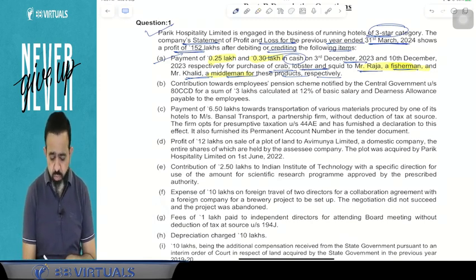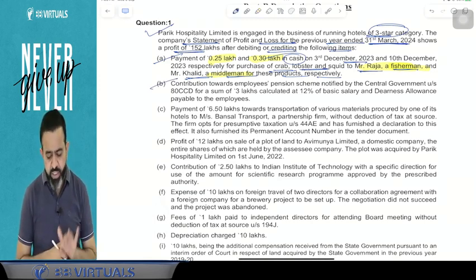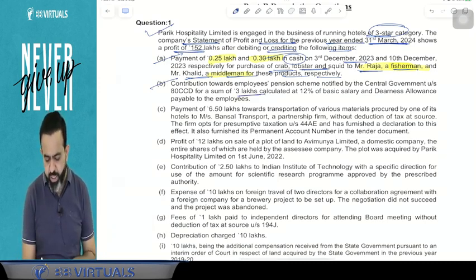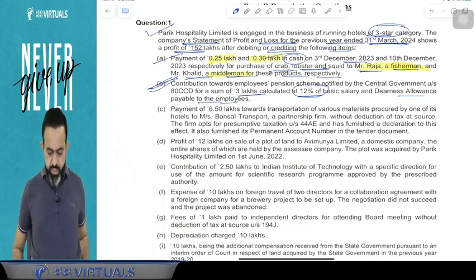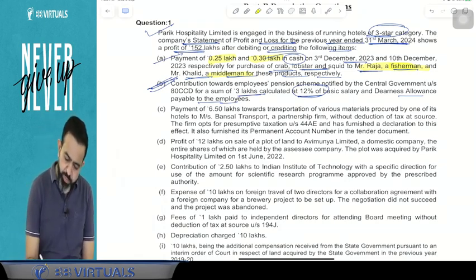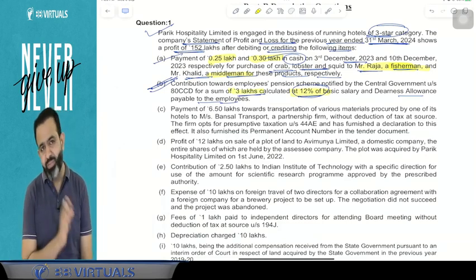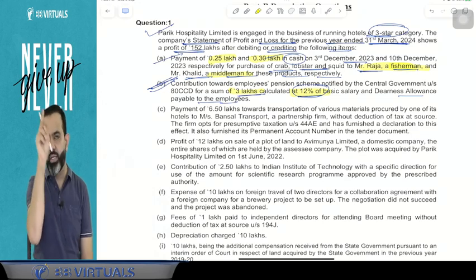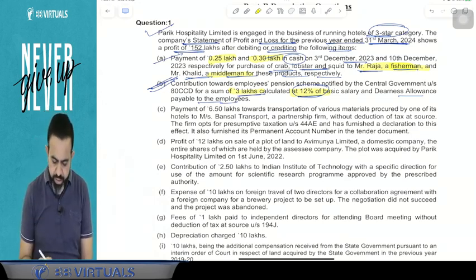Now next part. Contribution towards the employee pension scheme notified by the central government under section so and so, a sum of 3 lakh calculated at the rate of 12% of basic salary plus DA payable to the employee. So guys, here contribution to the new pension scheme or central government pension scheme is allowed only up to 10% of the salary. Here they have paid 12%, so 12% is not allowed, only 10% is allowed, because 10% of salary or actual contribution, whichever is lower, is allowed under section 36. So you will calculate that.